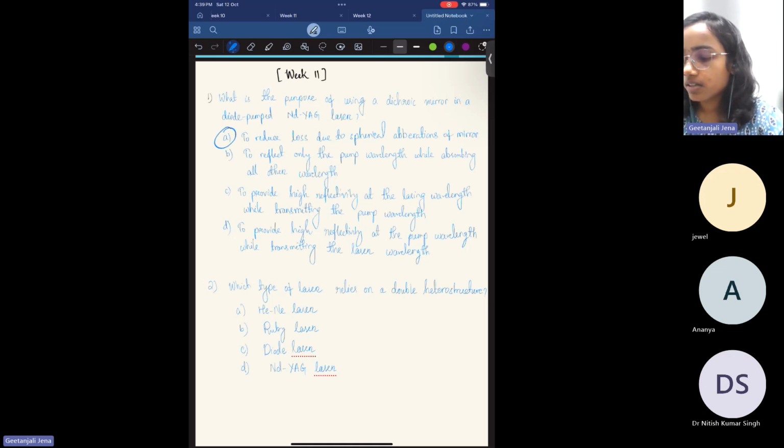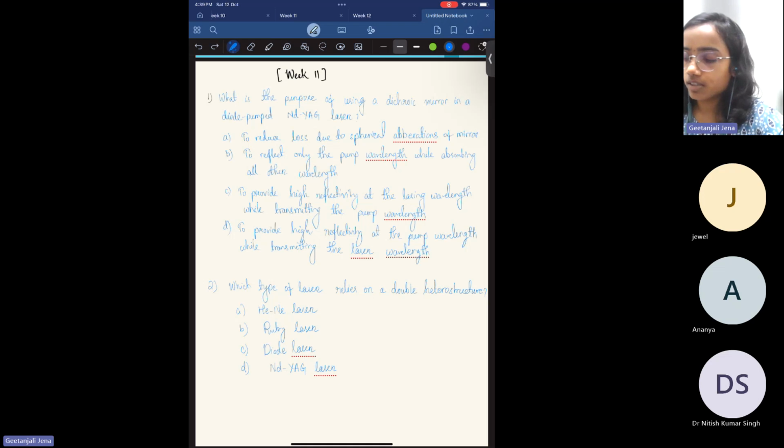So option A is to reduce the loss due to spherical aberration of mirror. Option B is to reflect only the pump wavelength while absorbing all other wavelengths. Option C, to provide high reflectivity at the lasing wavelength while transmitting the pump wavelength. And option D is to provide high reflectivity at the pump wavelength while transmitting the laser wavelength.